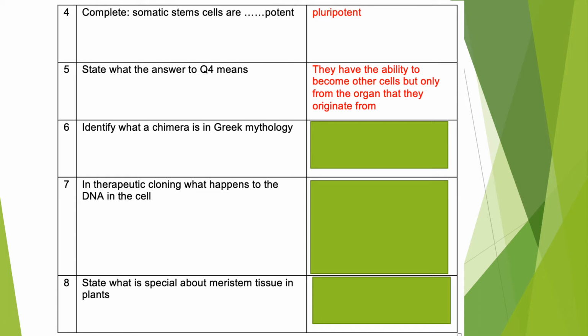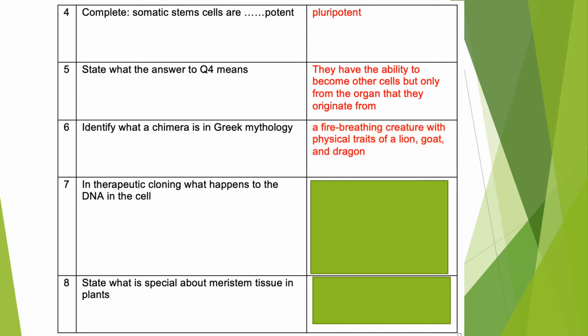Number 6, identify what a chimera is in Greek mythology. So this was a fire-breathing creature with the physical traits of a lion, a goat, and a dragon.